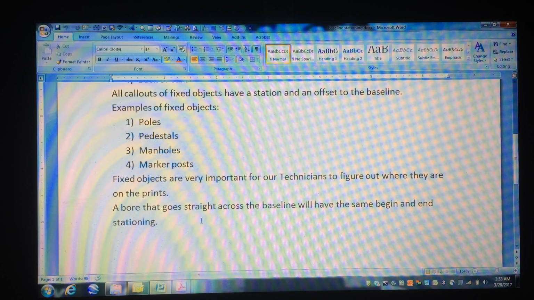And as far as a bore that goes straight across the road, if it goes straight across the road, it's going to have the exact station at begin and end of bore.